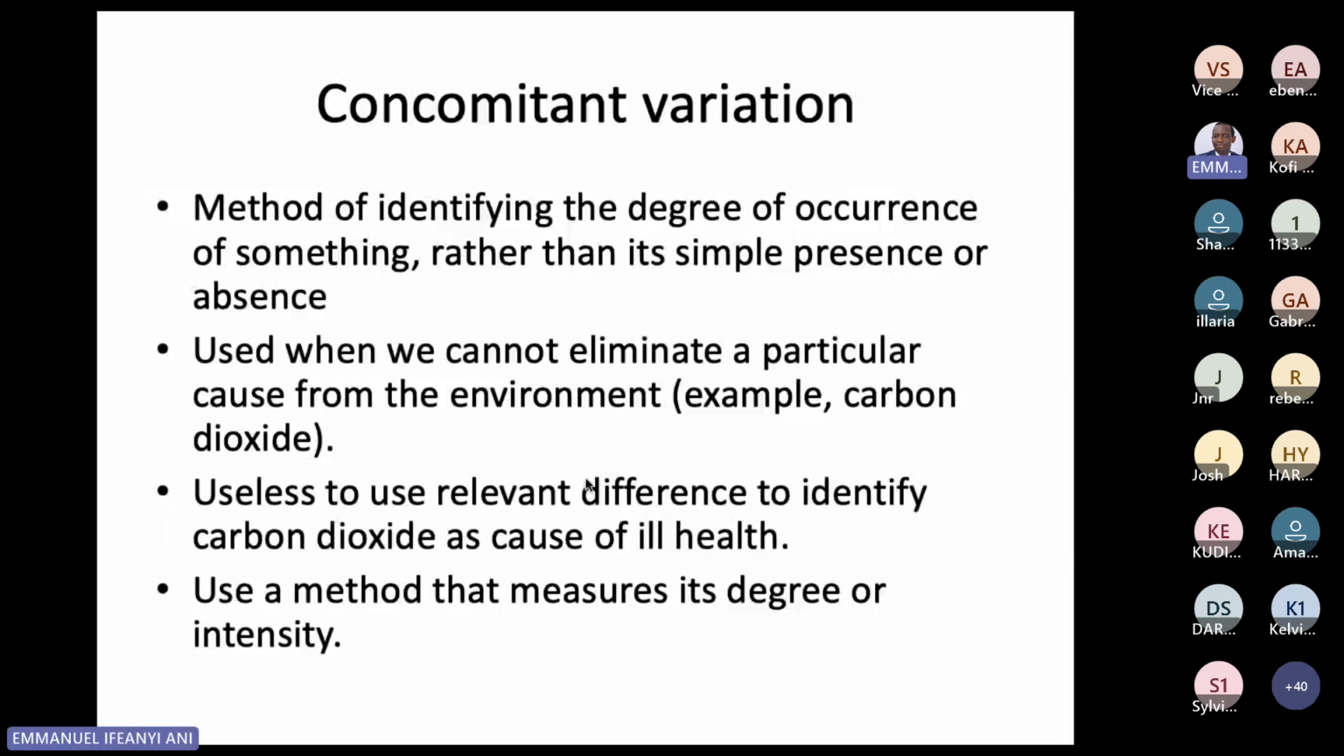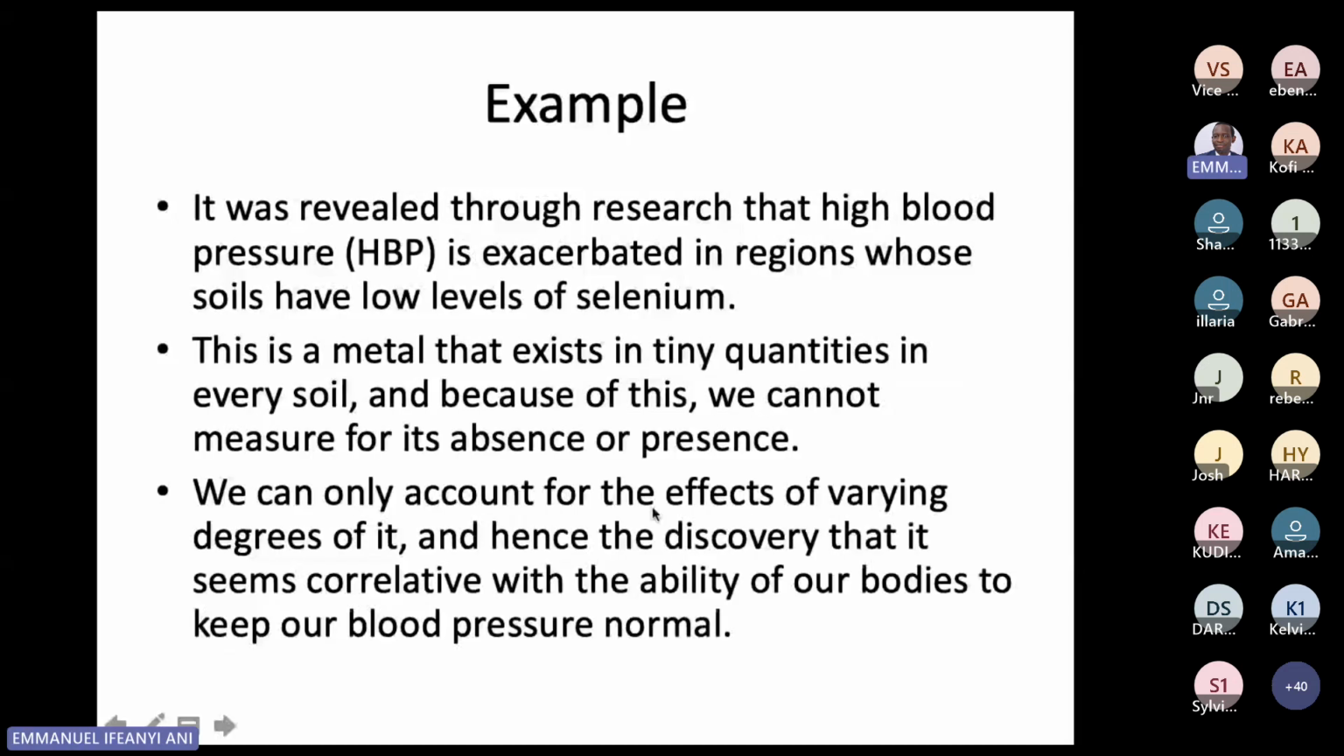Now, being in the atmosphere all the time means that carbon dioxide can be healthy, or at least can cohabit with human health. So the presence of carbon dioxide in the atmosphere is not necessarily a problem. The problem becomes its degree or intensity in the atmosphere. So that is why a method like the concomitant variation is very relevant. Okay, let's look at another example.